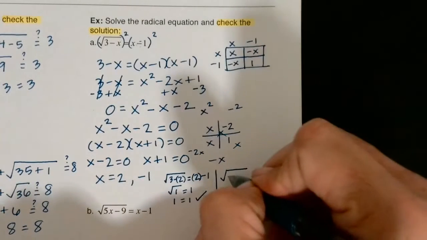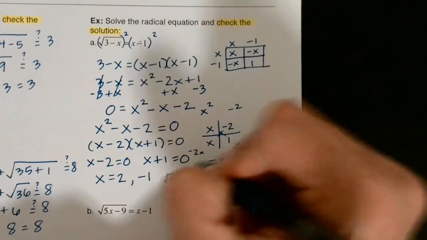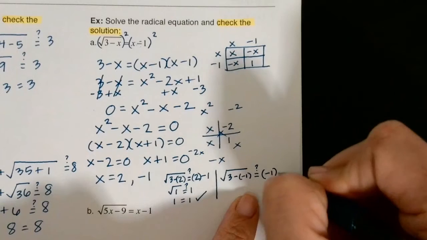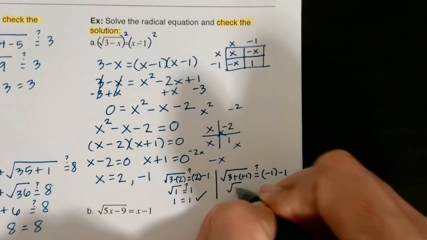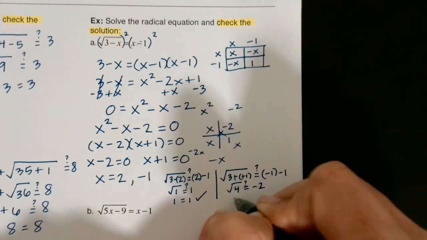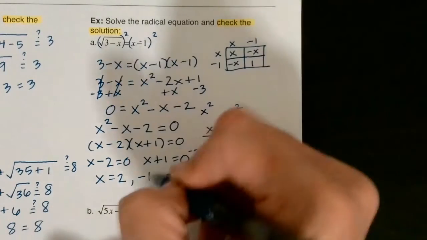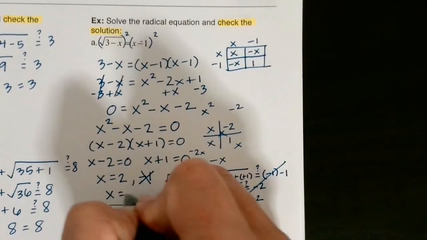Let's check negative 1. 3 minus negative 1, does that equal, oh, I forgot those. Does that equal negative 1 minus 1? So 3 minus negative 1, plus plus, that's the square root of 4. Does that equal negative 2? Does 2 equal negative 2? No. So that means that solution didn't actually work. So our answer is just x equals 2.